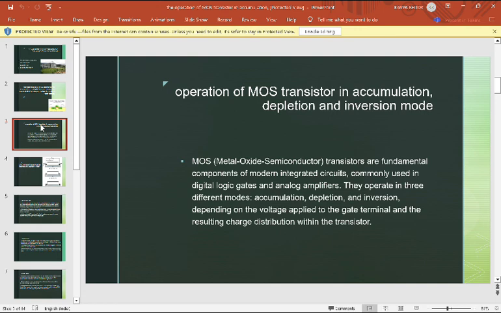As we know, MOS means metal oxide semiconductor. These metal oxide semiconductor transistors are fundamental components of modern integrated circuits. They are commonly used in digital logic gates and analog amplifiers. They operate in three different modes, accumulation, depletion, and inversion, depending on the voltage applied to the gate terminal and the resulting charge distribution within the transistor.